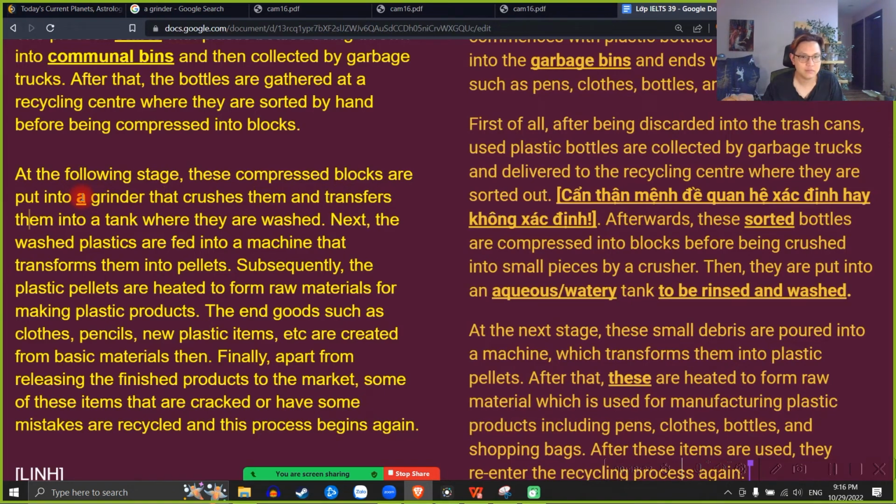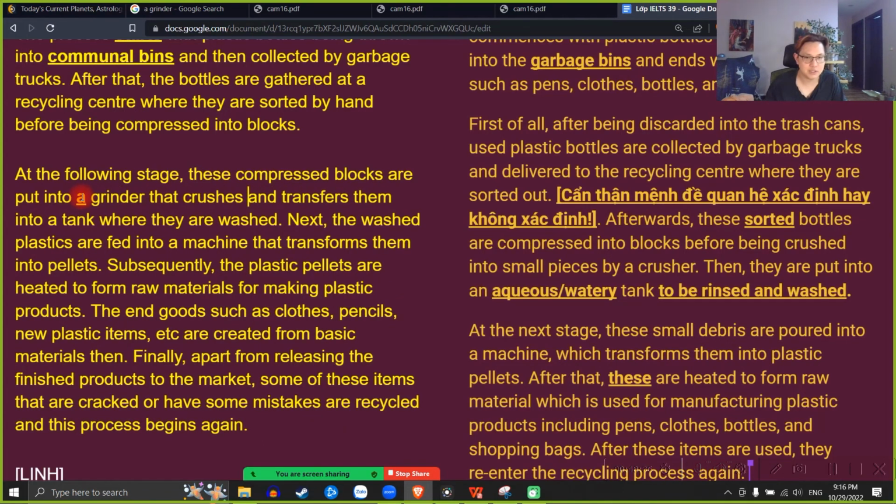Dùng chữ dump hoài ta. So you don't want to repeat the word dump. That crushes and transfers them, okay. Into a tank where they are washed, okay. Một cái tank, okay. Next to wash plastics. I think you don't want to repeat this same word, even though this is a verb in past participle form. This is an adjective, but you don't really want to repeat the same word, right?